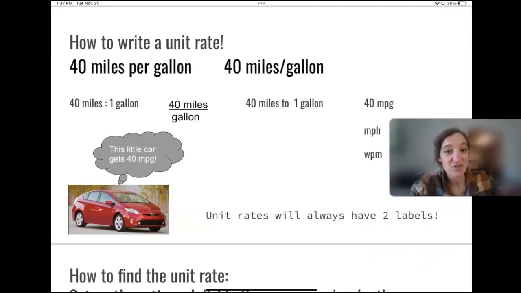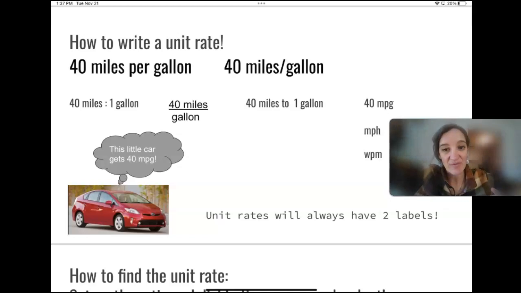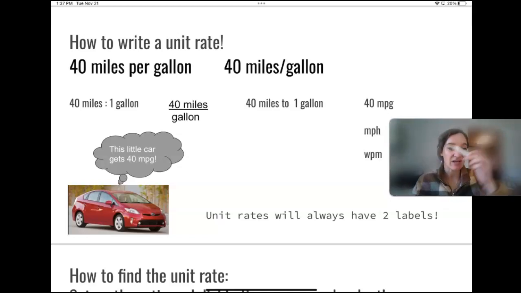So there's lots of ways that you could write a unit rate. You could write it just 40 miles per gallon, 40 miles slash, which means per gallon, or 40 miles to 1 gallon, 40 miles on top, gallon on the bottom, okay? And then over here, you'll see 40 mpg. That means miles per gallon. mph, miles per hour. WPM, words per minute. So unit rates are very, very popular. So popular, in fact, that at times they just use the first letters.